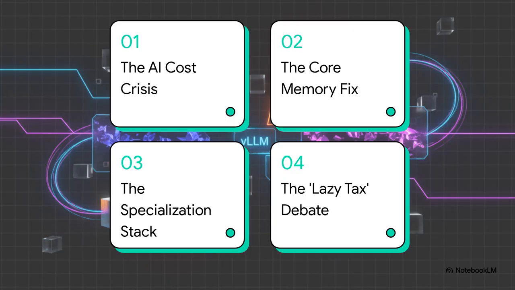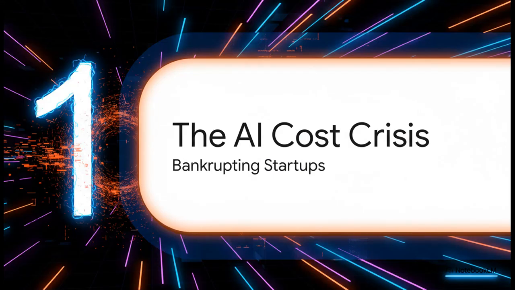Okay, so here's how we're going to break this down. First, we'll tackle the AI cost crisis head-on. Then, we'll get into the core memory fix, which is where we stop the bleeding. After that, we'll build out the specialization stack for crazy efficiency, and we'll wrap up with the pretty provocative lazy tax debate.